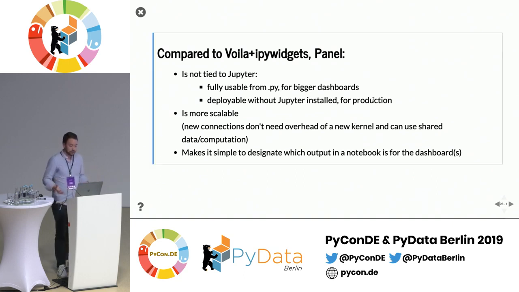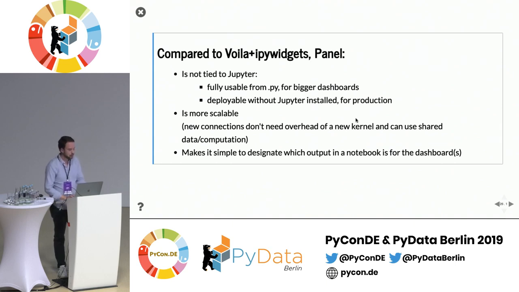So unlike that, Panel will start a separate Bokeh server, which means it doesn't necessarily have that overhead of starting a kernel for each user, which can be somewhat significant. And it also means Panel will let you share data across different users, right? You've got some computation, you've got some data that's expensive to load, uses a lot of memory. You can share that and then reuse it.